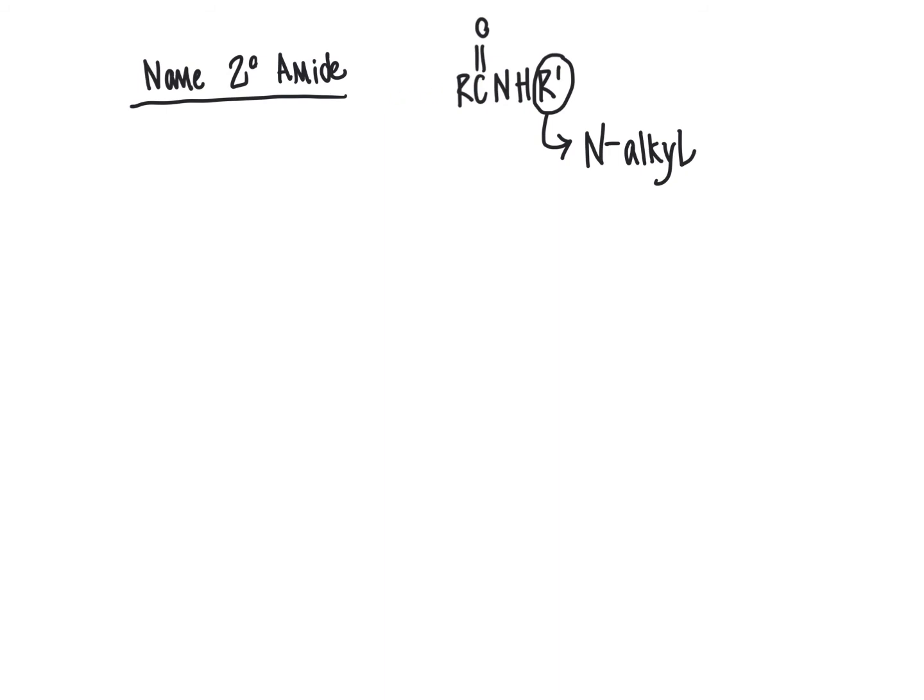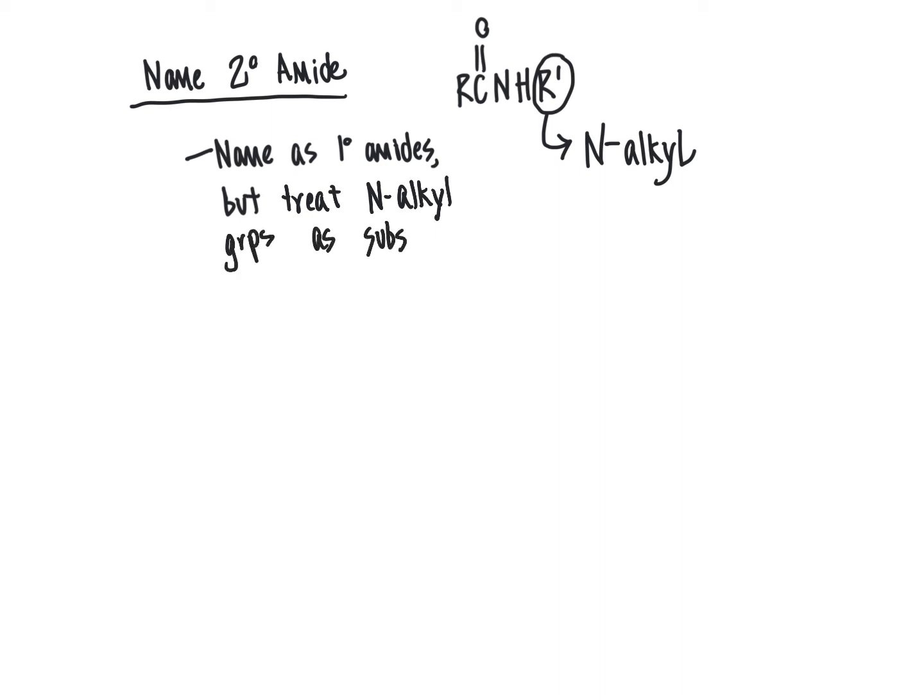So in order to name a secondary amide, the general layout is this. We will name these the same way as we would primary amides, but the difference is that we will treat the alkyl groups that are directly bonded to the nitrogen as branches coming off of that nitrogen, and specify their position attached to that nitrogen by using the prefix N. So name the molecules as primary amides using the rules we were just looking at, and treat the N-alkyl groups as substituents or branches coming off of the molecule, using the prefix N to indicate where those are located.